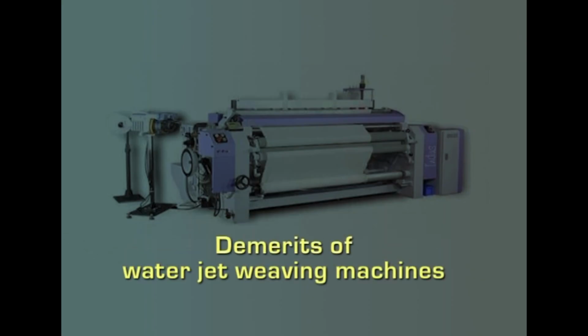Now let us look at the demerits of water jet weaving. The first demerit is, compared to other high speed shuttleless looms, the water jet loom is the least flexible. You cannot have different kinds of fabrics woven. The fabric that is woven should definitely be hydrophobic in nature. Also, the range of fabrics is limited to medium to lightweight fabric.